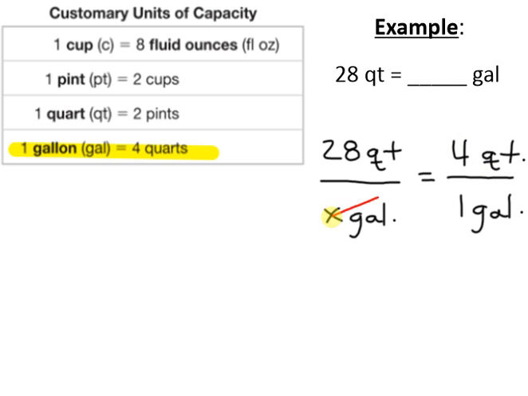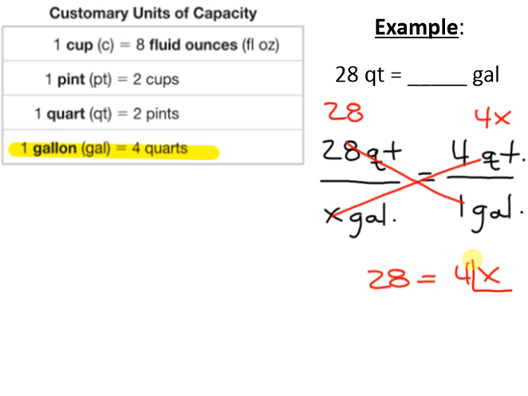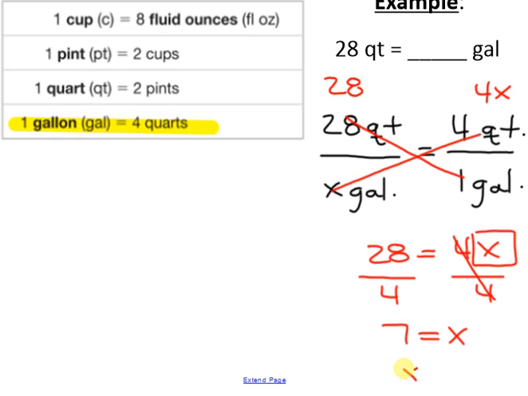So let's cross multiply. x times 4 is going to be 4x. 28 times 1 is going to be 28. 28 equals 4x. Box the variable. Divide both sides by 4. 28 divided by 4 is 7. These 4s cancel. Bring down your x. And then flip it around so x equals 7.